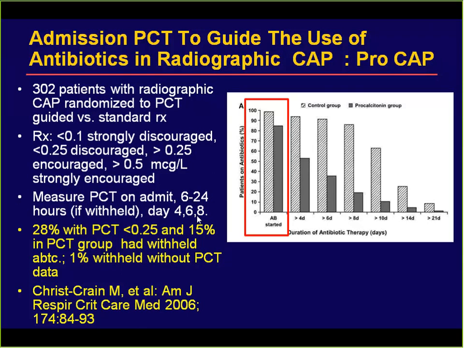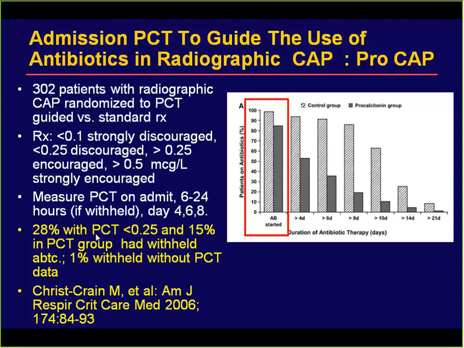Nearly 30% of the population had a low procalcitonin level, so potentially could have withheld antibiotics. And in half of that group, 15% overall, they actually decided to withhold antibiotics. So again, they didn't use it as an absolute rule, and half the people that had low levels, they still gave them antibiotics anyway based on their clinical assessment. But in the end, there were 15% of patients with radiographic pneumonia who never got antibiotics.